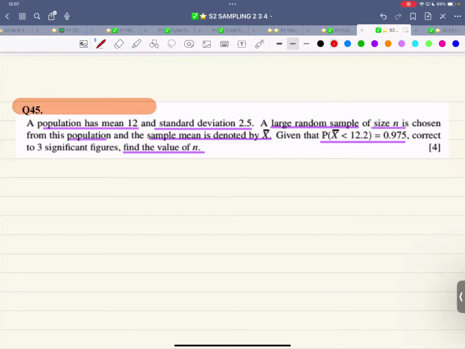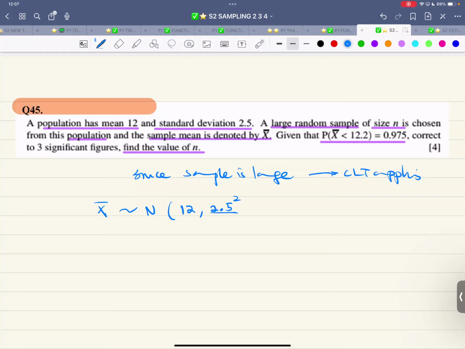So first of all, justify. What would you justify? Since sample is large. Since the value of n is not given, you cannot say n is greater than or equal to 30. Just simply say sample is large. So therefore, CLT applies. So therefore, x bar follows normal distribution 12, 2.5 square, that's the SD squared, divided by n. Probability x bar lesser than 12.2 is 0.975.